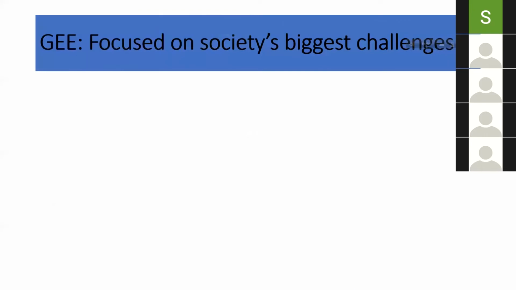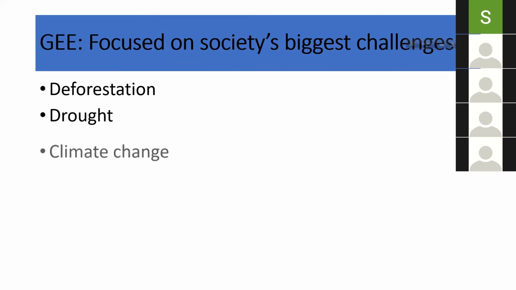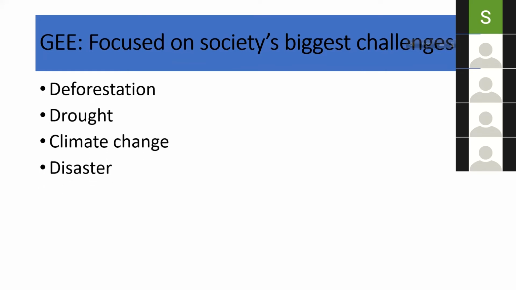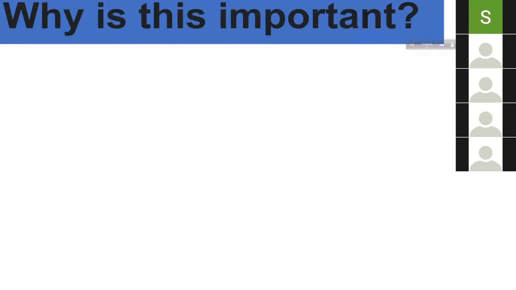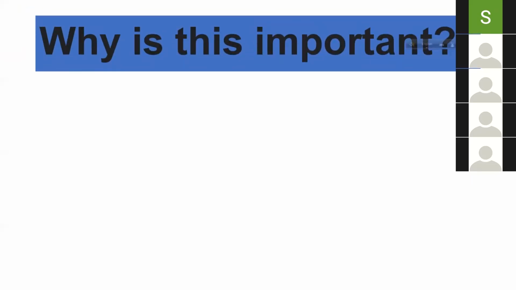So Google Earth Engine is mainly focused on society's biggest challenges. First of all, deforestation is a big problem in our world at this moment. Drought and climate change are big issues. Disaster, disease, global food security, and sustainable development are mainly the society's biggest challenges that Google Earth Engine focuses on. And then why is this important? Can you tell me why this is important?